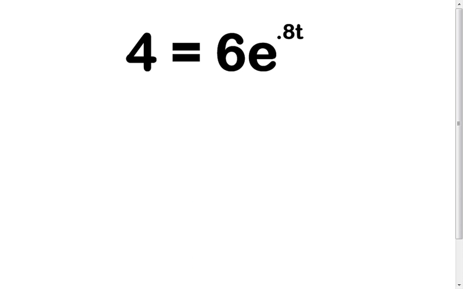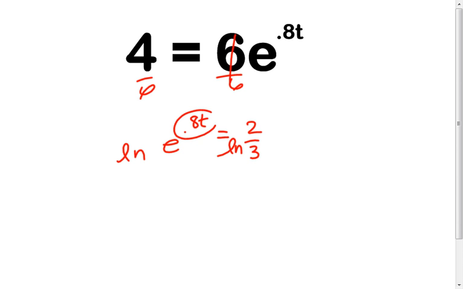All right, we're getting down there. Okay, and again, this right now is not helping me, so I will divide by 6. And I have e to the 0.8t equals 4/6, which of course we know is 2/3. Take the natural log of both sides. I probably could skip this problem, but it's okay. I'm going to take the exponent and pull it out in front.